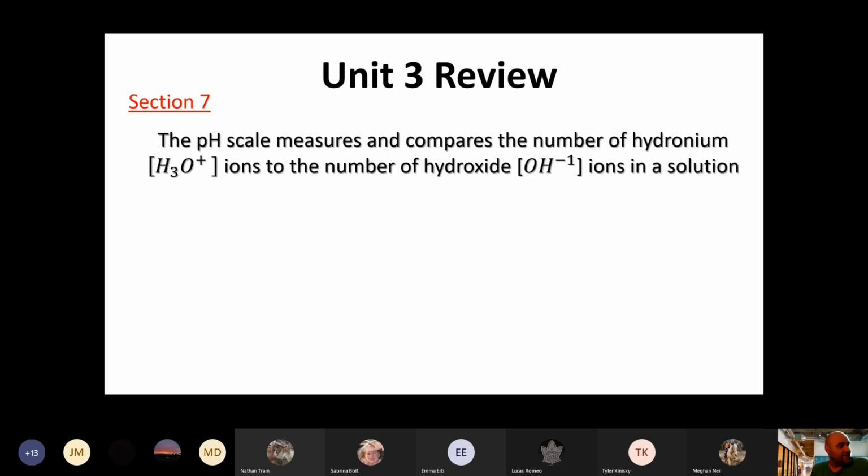Section 7. This was kind of a long one too. This was about the pH scale.